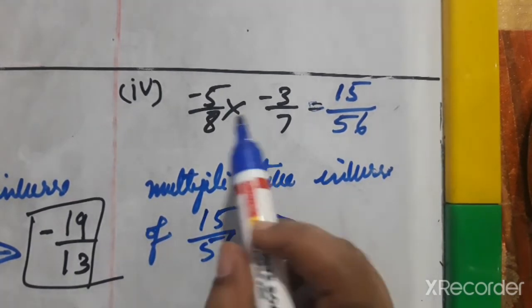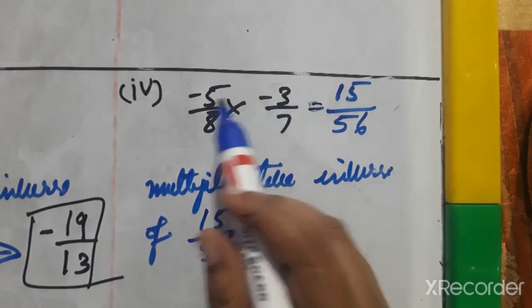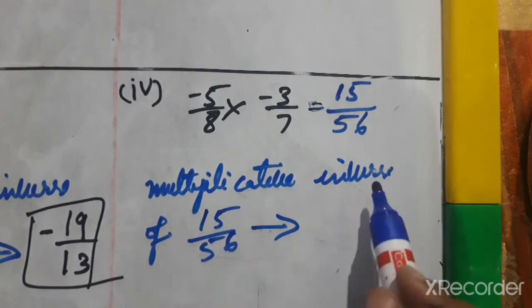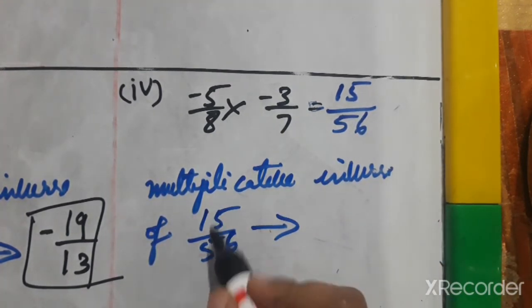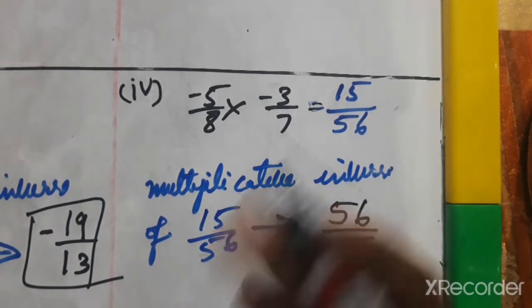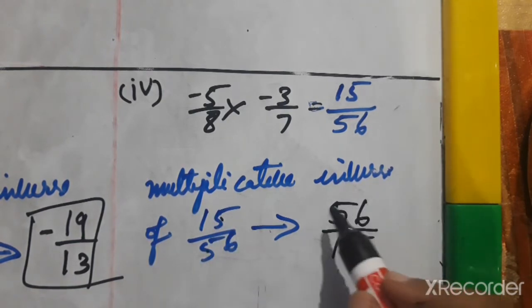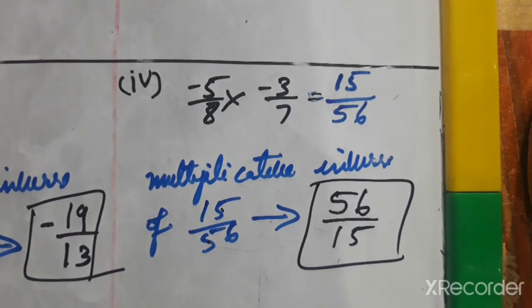Now we have to write. First simplify this: minus 5 by 8 into minus 3 by 7. 5 3s are 15, 8 7s are 56. Now write the multiplicative inverse of 15 by 56. 15 by 56 will become 56 by 15. Reverse: numerator will become denominator, denominator will become numerator. So this is the answer.